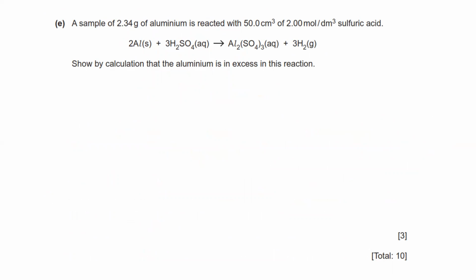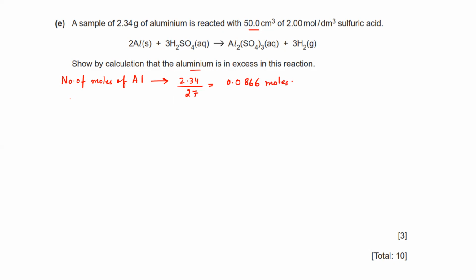Then it says part E, a sample of 2.43 grams of aluminum is reacted with 50 cm3 of 2 mol per dm3 sulfuric acid. The reaction equation is shown. Show by calculation that aluminum is in excess. So first of all, the number of moles of aluminum: 2.34 grams divided by 27, the molecular mass of aluminum, is 0.0866 moles.